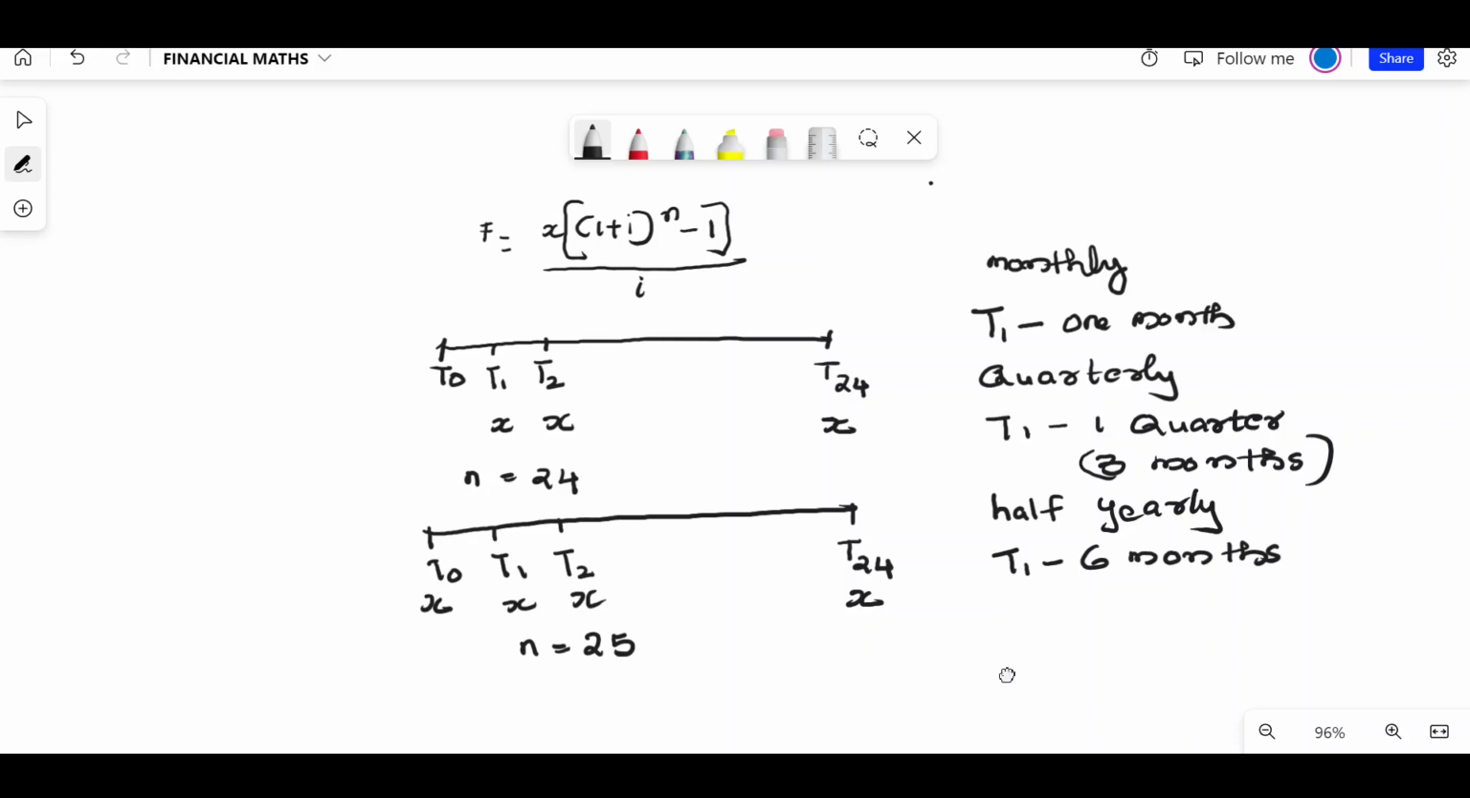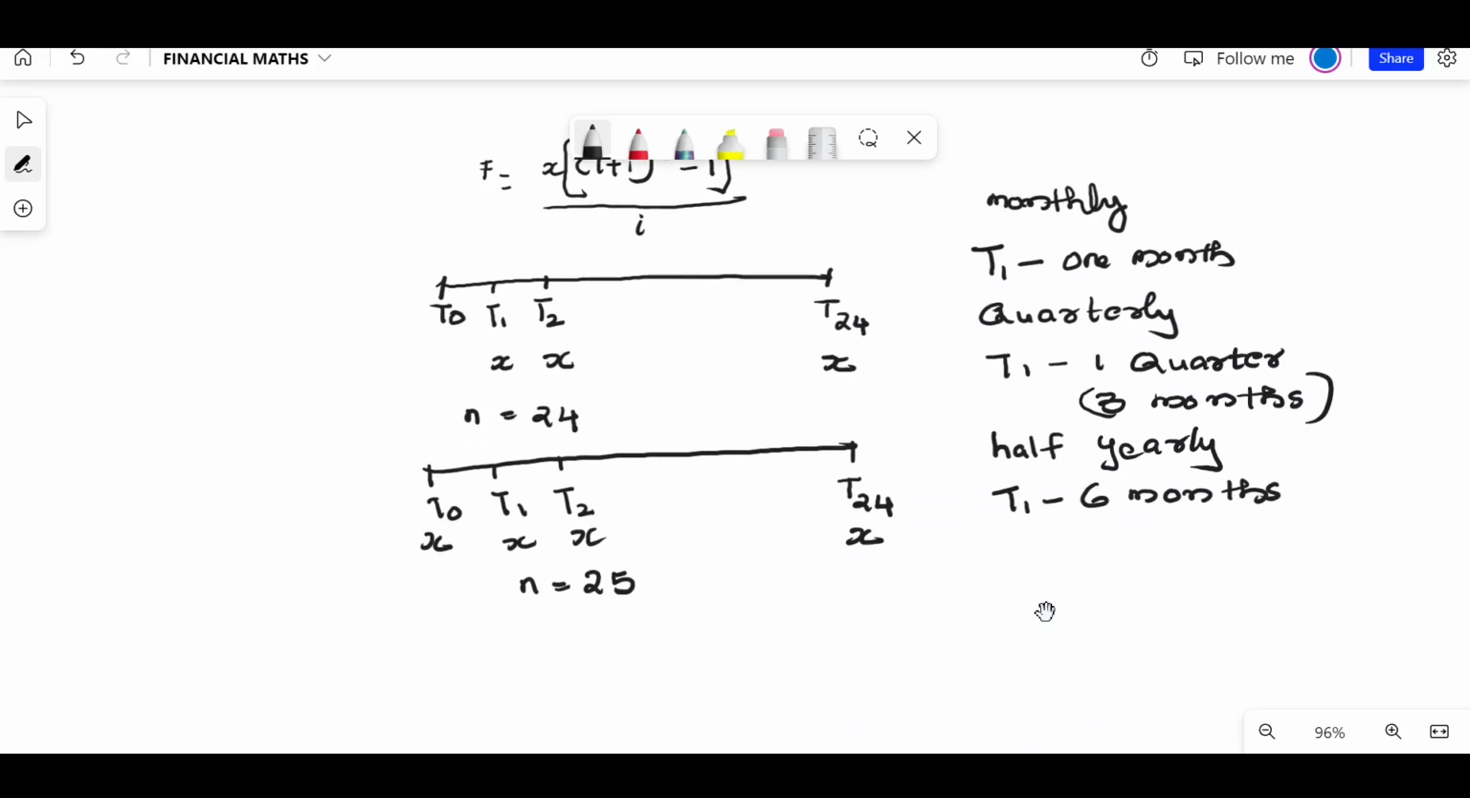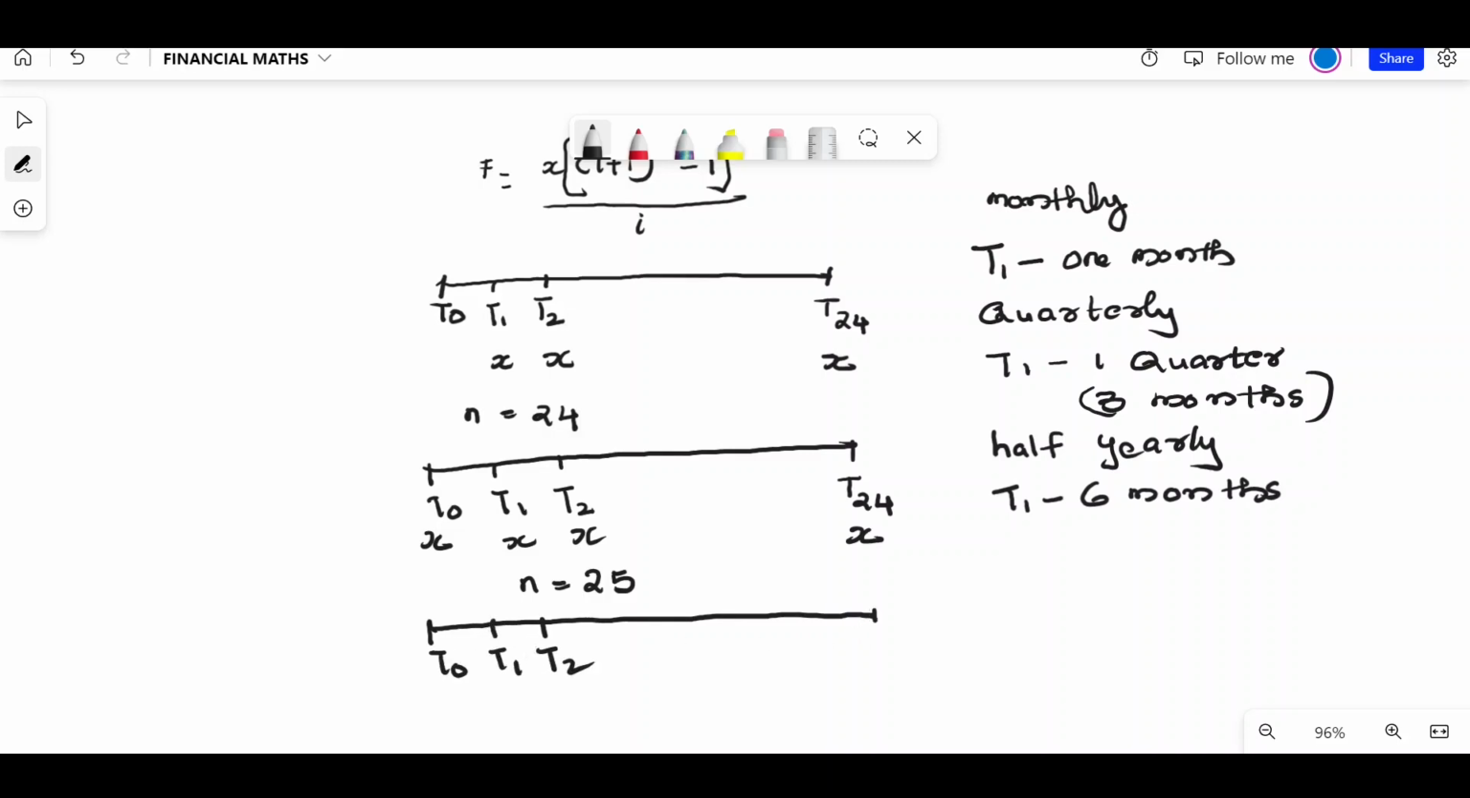Let us also take one more timeline with a different case. Let me say this timeline has T0, T1, T2, etc. up to T24, but here the payment stops at T23. Let's say the payment only starts at T1. It continues all the way up to T23 only. How many payments are made?